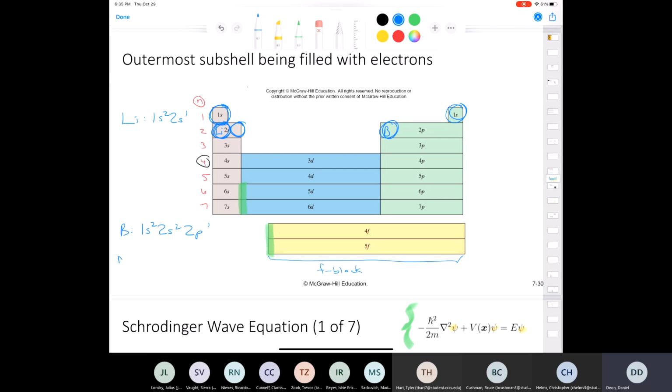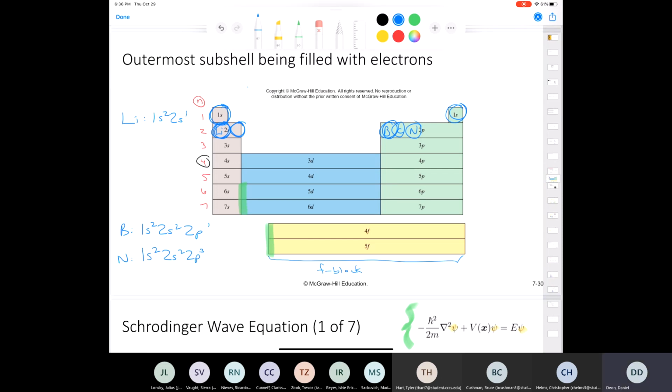What if I have nitrogen? Nitrogen has a total of 7 electrons. So it goes boron, carbon, and then nitrogen, right? So it's 1s2, 2s2, 2p, what? Who can help me out? Exactly, 2p3.